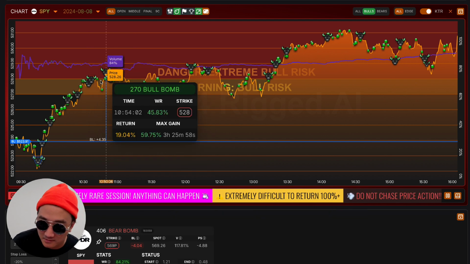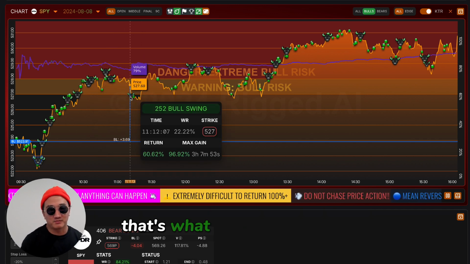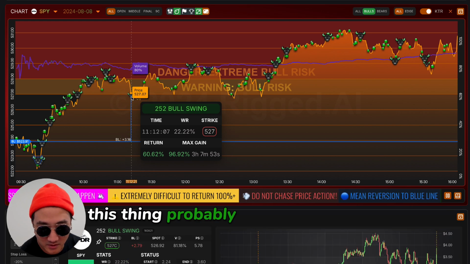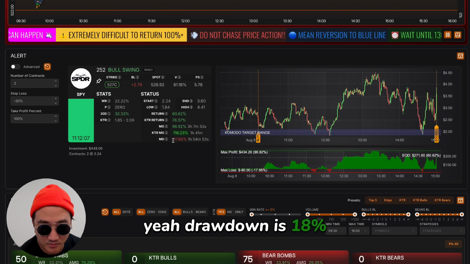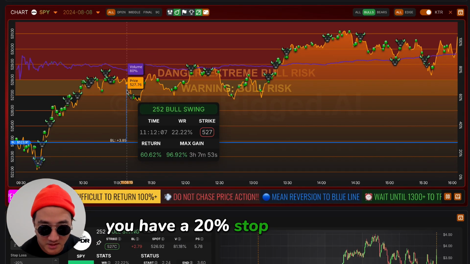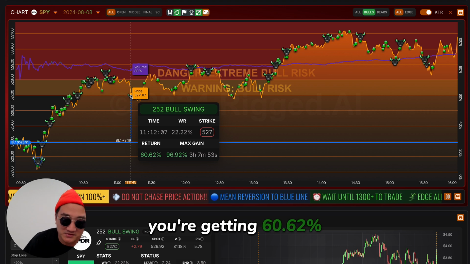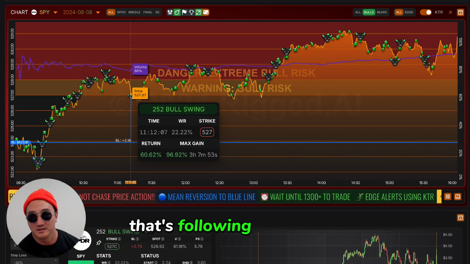1030, we're bullish. We're waiting for the pullback into the yellow. That's what we want to trade. And boom. You know, this thing probably never even draws down. Yeah, drawdown is 18%. You have a 20% stop loss on that. You're buying and holding until the end. You're getting 60.62%. That's following the system.